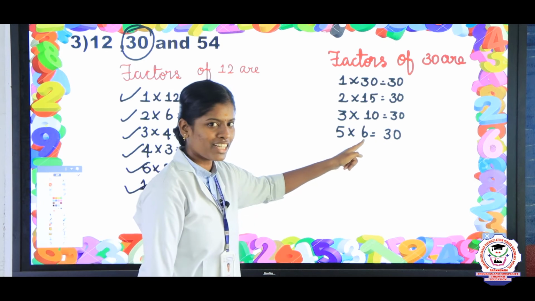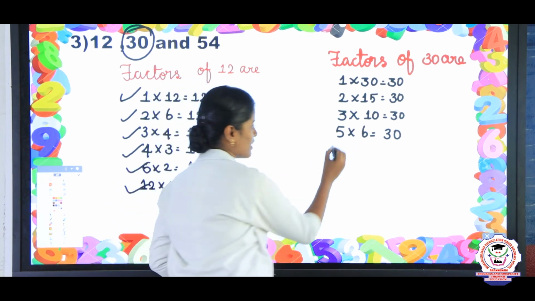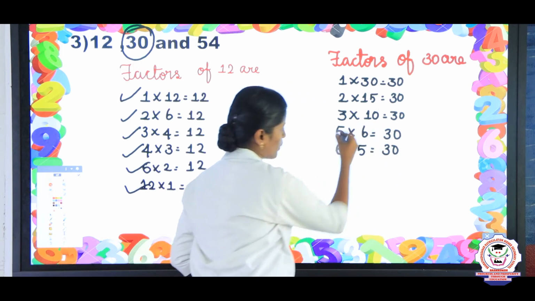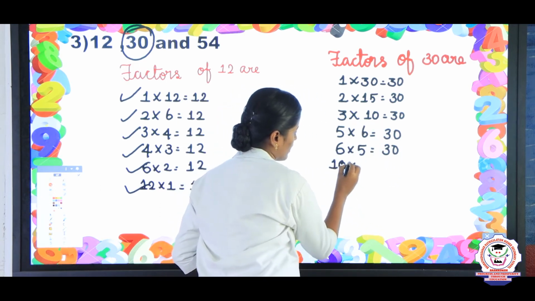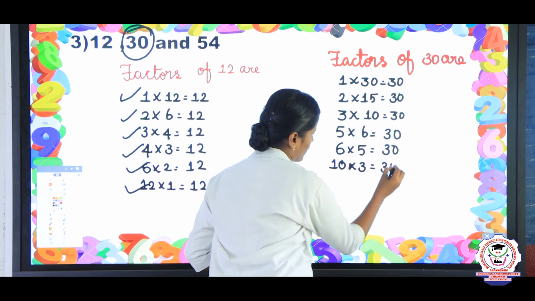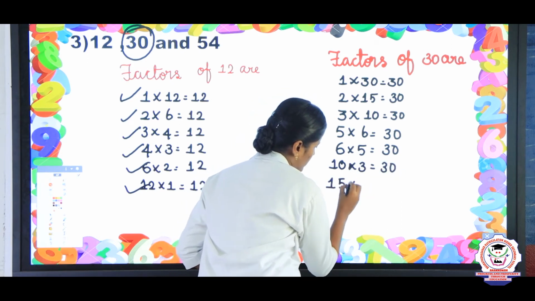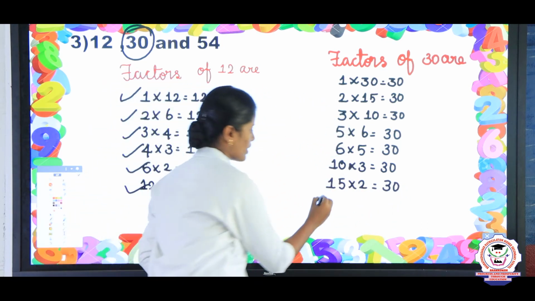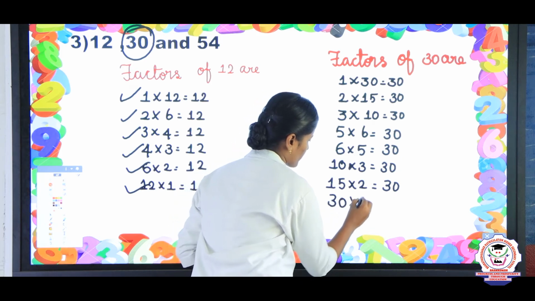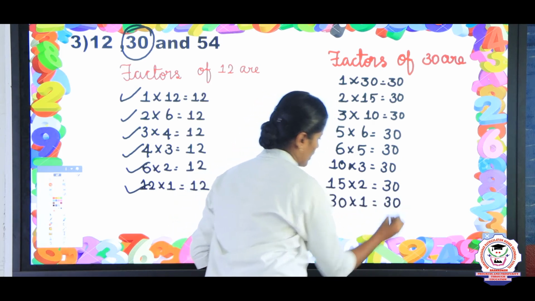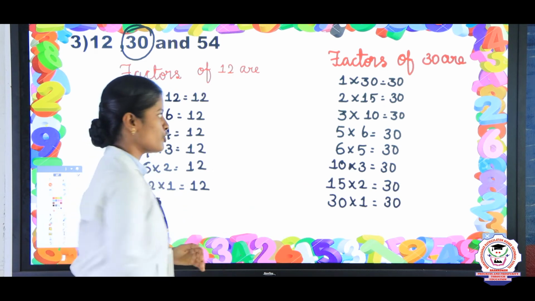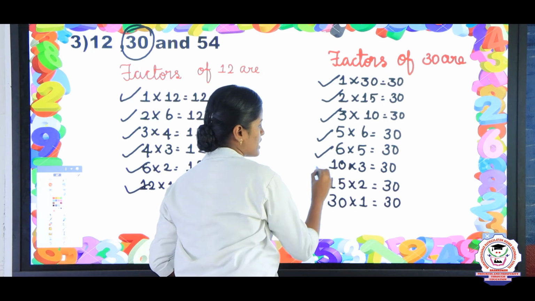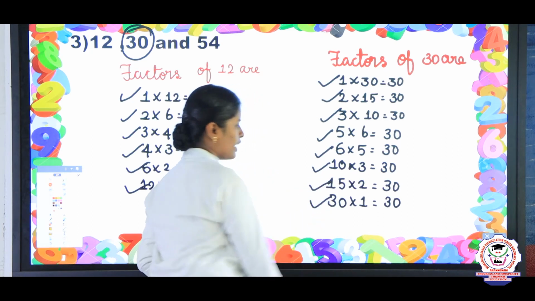And next, 6 table. 6 table of 30. Yes, very good. So write here 6 5s are 30 and the numbers will repeat. 10 3s are 30, then 15 2s are 30, and finally 30 1s are 30. So listen my children, we got the factors of 30 are 1, 2, 3, 5, 6, 10, 15 and 30.